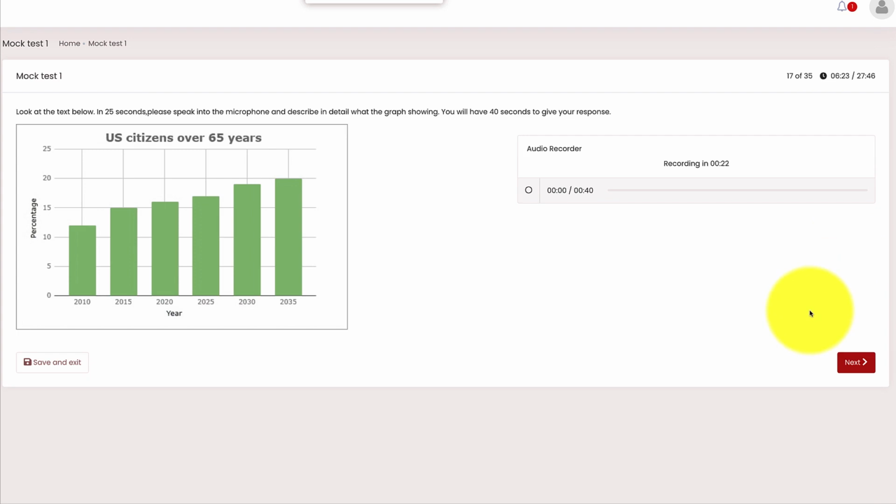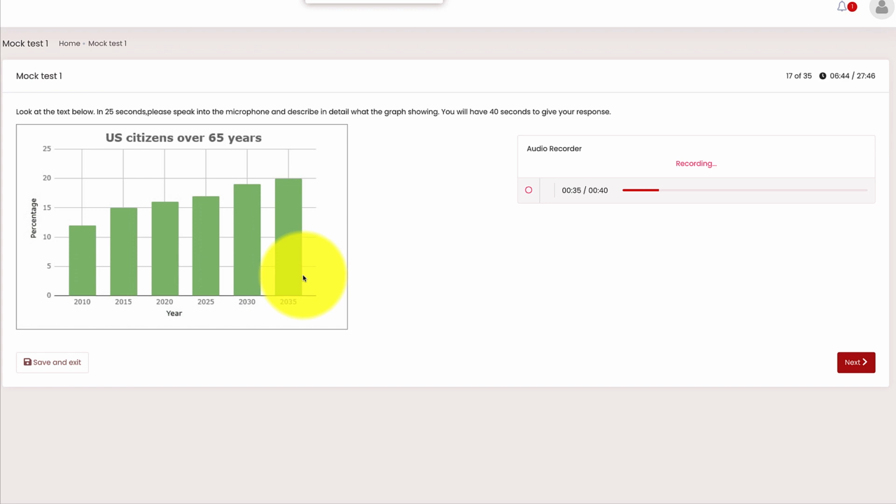And this is your next question. This question is called describe image. So what happens in this question is you'll be shown an image, as you can see here, and you will be given 25 seconds to think what you are going to say about this image. After 25 seconds, again, the recording starts and you will be given 40 seconds to describe whatever you see on the image. It looks like a difficult question, but trust me, it's very simple and it's very easy to answer this question.